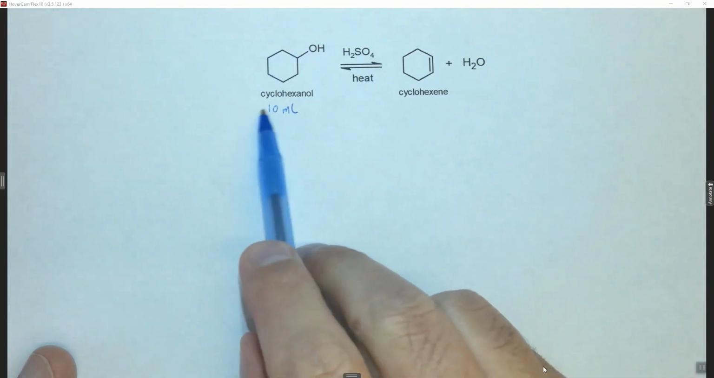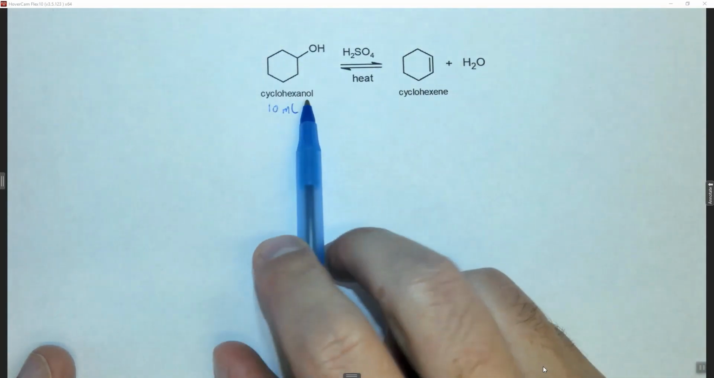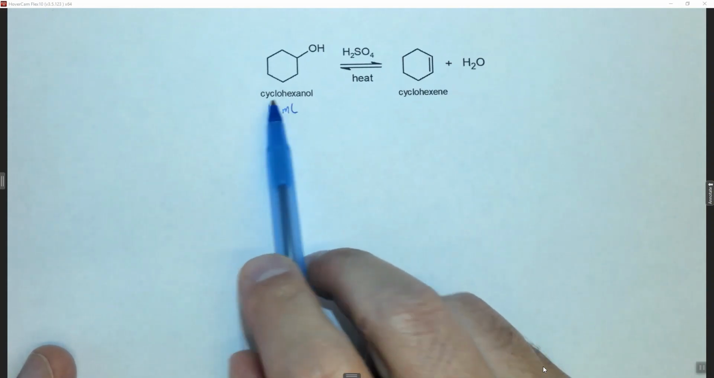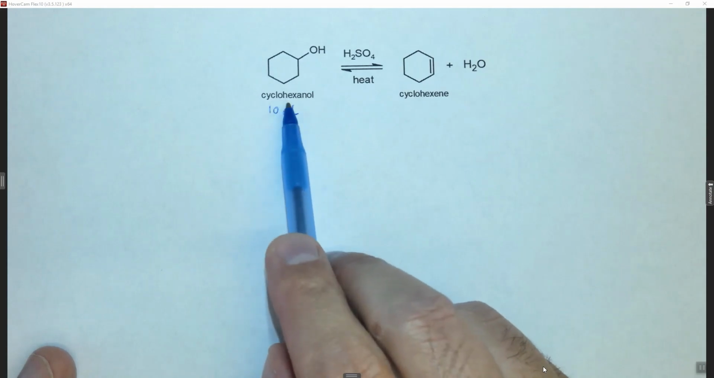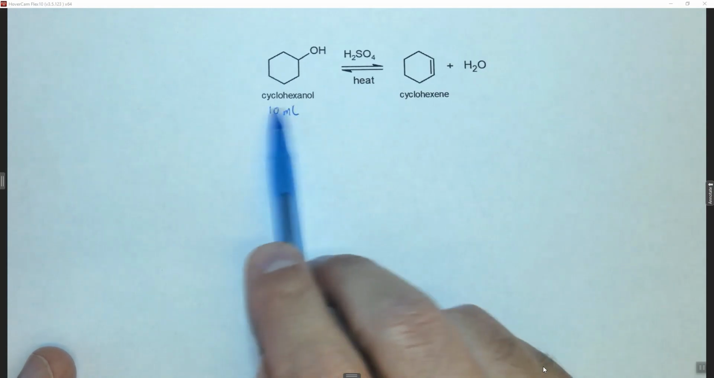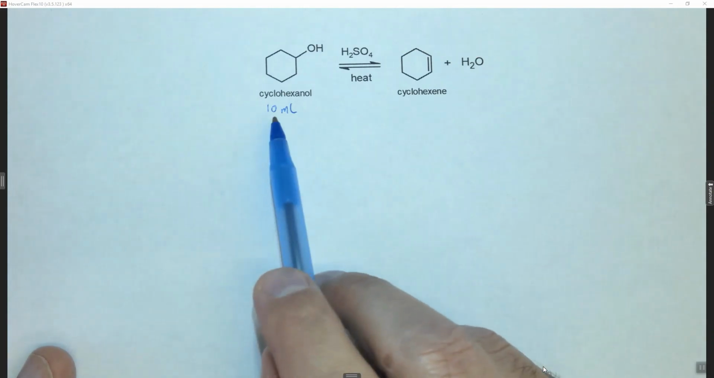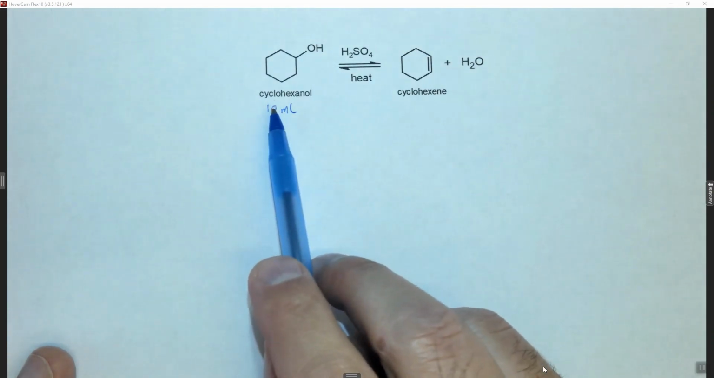Note that cyclohexanol is very viscous, which means it's thick and syrupy. So if you try to transfer this by a transfer pipette, it will take forever. So it's going to be really important that you pour your 10 milliliters of cyclohexanol into the graduated cylinder, and not try to transfer it by a transfer pipette.